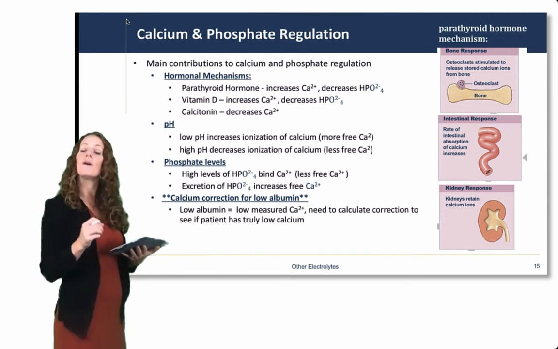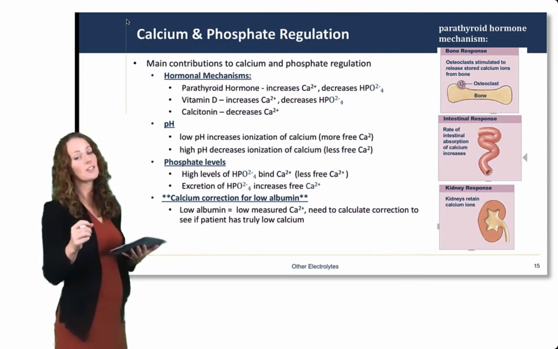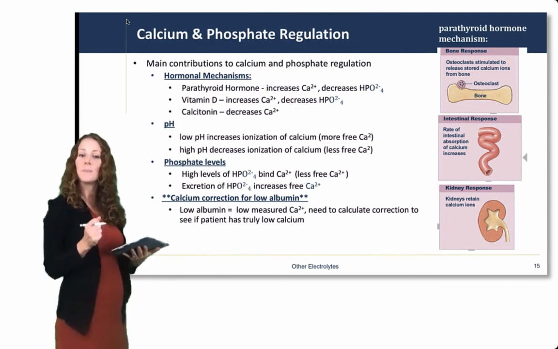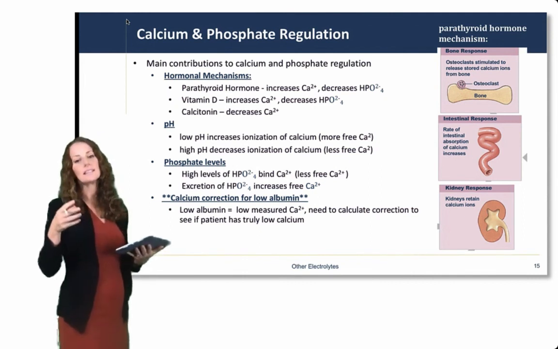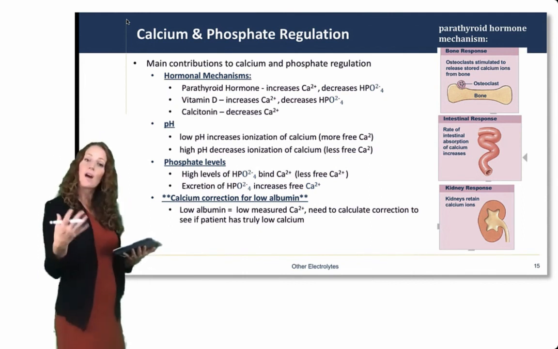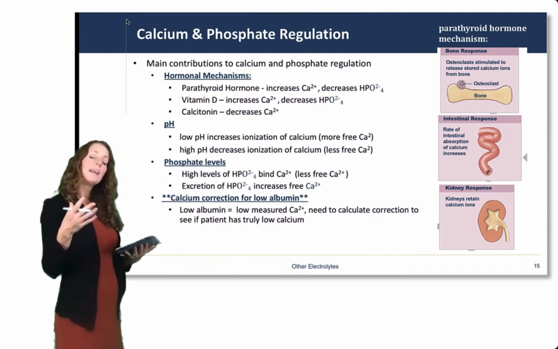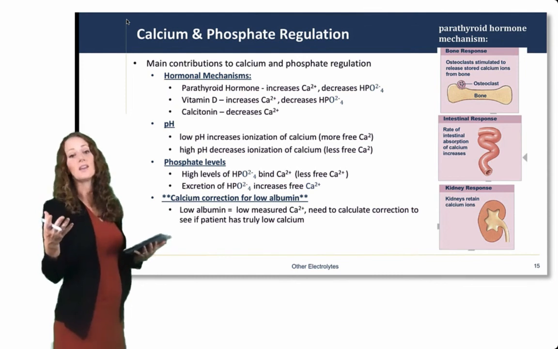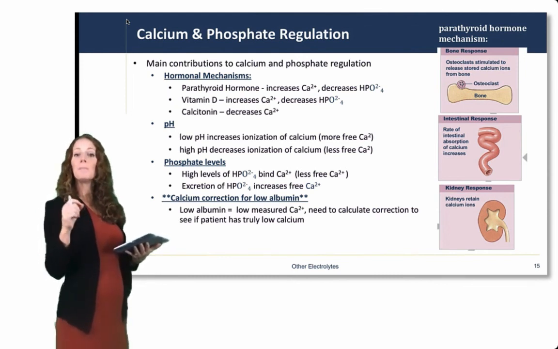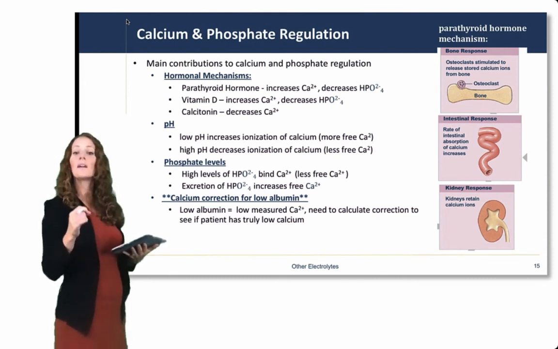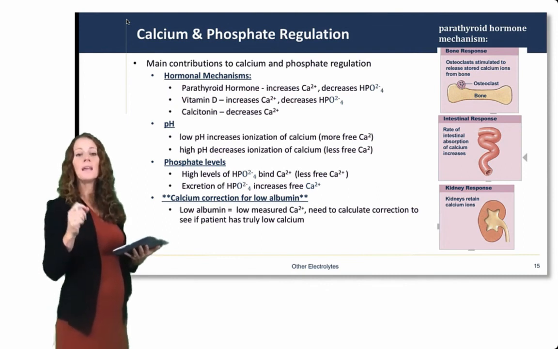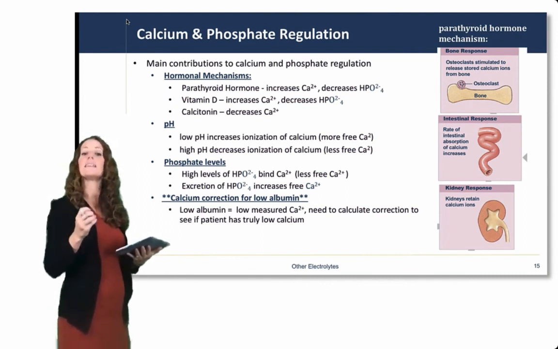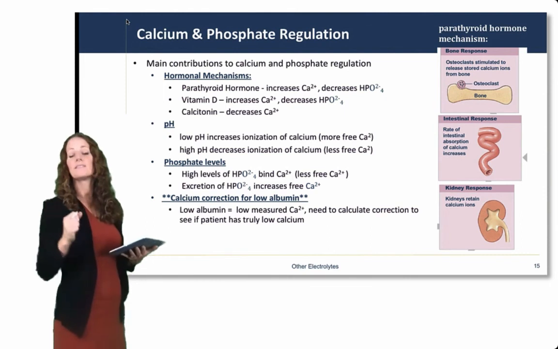Calcitonin is also involved in calcium and phosphate regulation. It decreases calcium, although we're unsure if this is clinically significant in humans. It's very common to find this in animal models, but it has not been repeated, at least from what I know of the current research in humans. pH can regulate calcium because a low pH increases the ionization of calcium, causing more free calcium. And a high pH decreases the ionization of calcium, causing less free calcium.